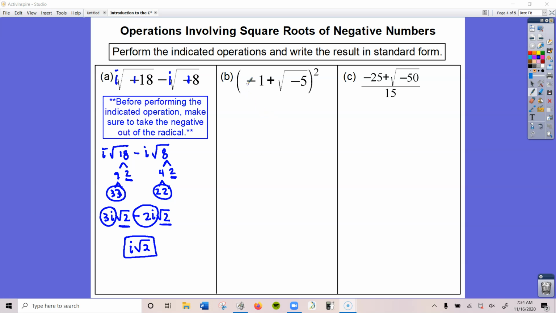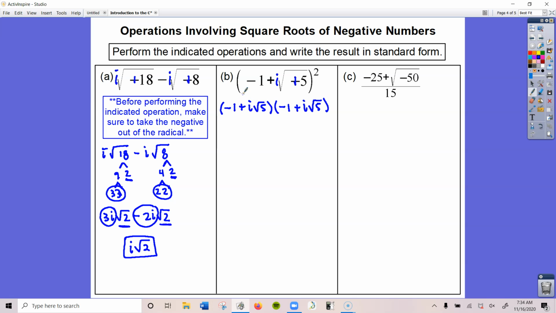Now in this next one, we have negative 1 plus the square root of negative 5. All of it is being squared. So that means that we're going to have to FOIL. Now before I go ahead and do that, I'm going to first, as before, make this positive and take out i. And because the whole thing is squared, that means that we're going to do negative 1 plus i square root 5 times itself, negative 1 plus i square root 5.